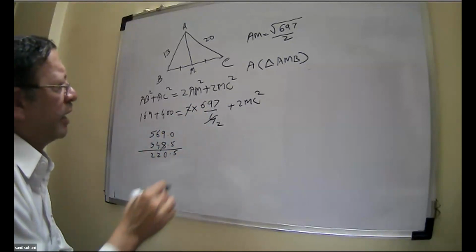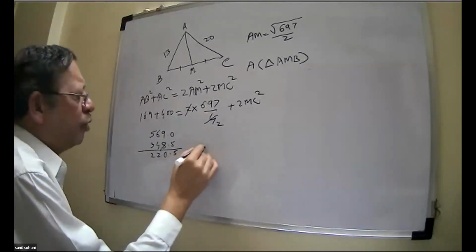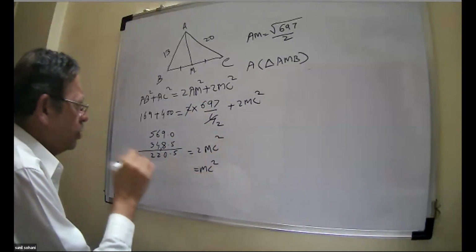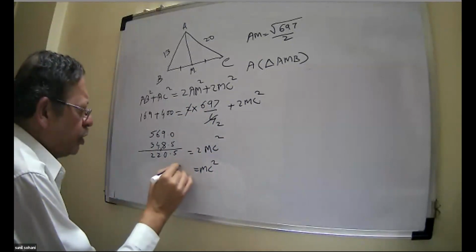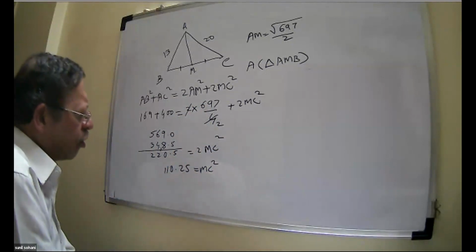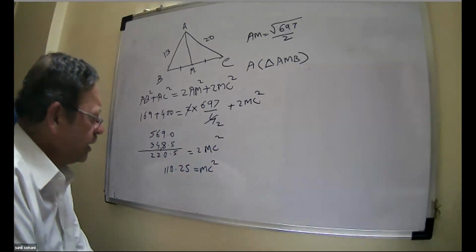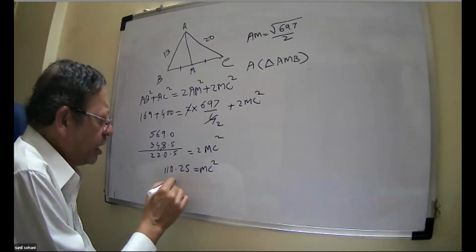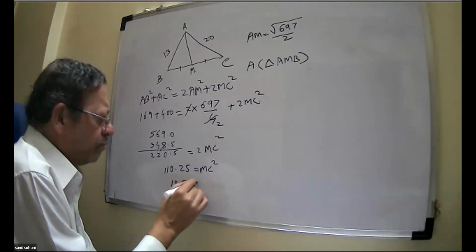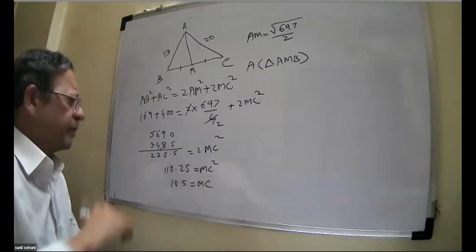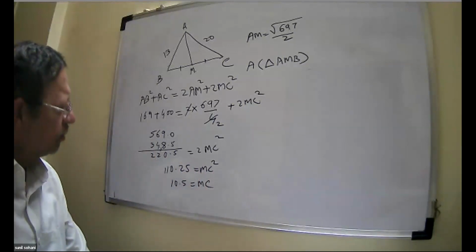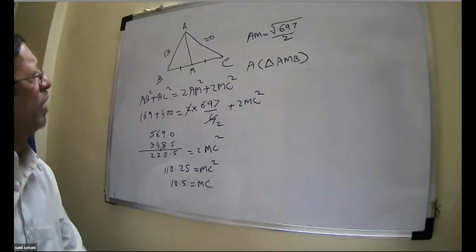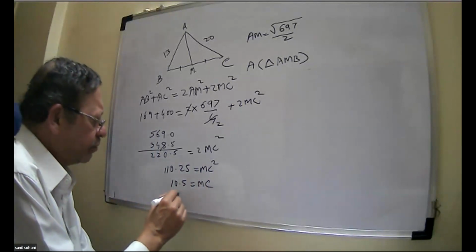So 220.5 is the answer equal to 2MC square. So MC square is going to be divided by 2, so 110.25. And now, as per my shortcut theory, 10 into 11 is 110, so it is 10.5 square. So MC is going to be 10.5. If you do 10.5 square, it will be 110.25. And since MC is 10.5, BC is going to be 21.